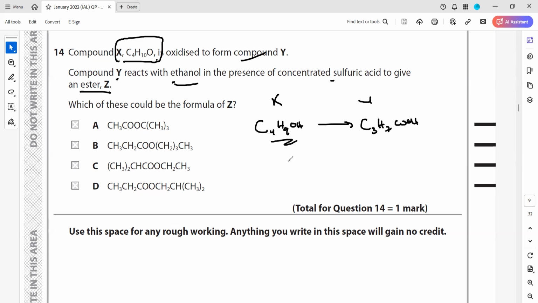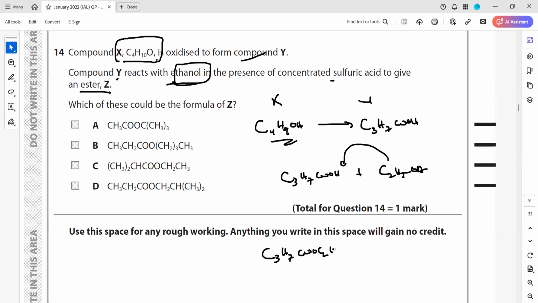This one will react with ethanol. So C3H7COOH reacts with ethanol, C2H5OH. So these two will take position. So it is C3H7COOC2H5. So it means one side there should be 2 carbon and another side 4 carbon should be there. One side 2 carbon, another side 4 carbon. That is one possibility.